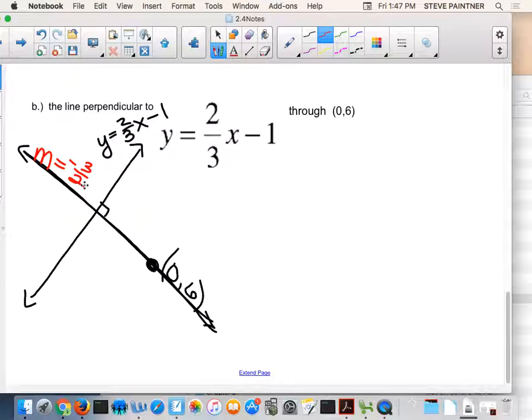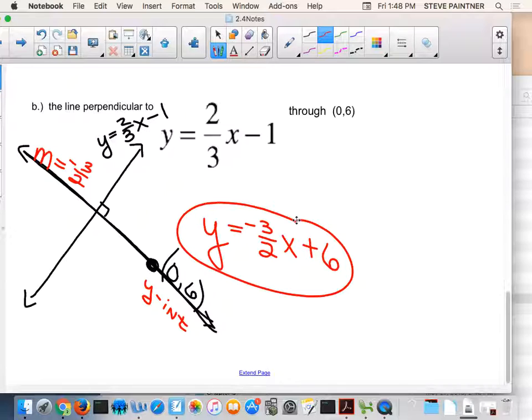0,6. Where would 0,6 fall? It's the y-intercept. Guys, you know what you had? You had the y-intercept in front of you the whole time. You had the slope in front of you the whole time. Guess what you could have done? Y equals slope, negative 3 over 2 x, plus what? 6.